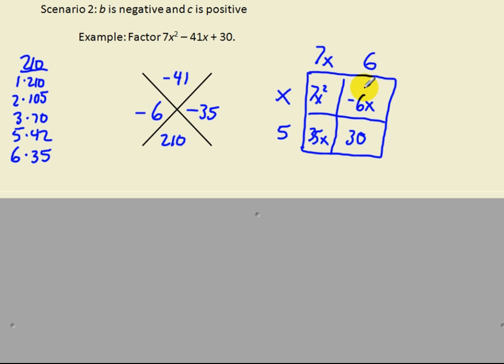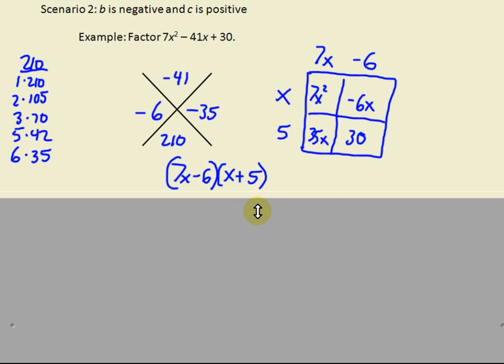We take the sign of the box that's closest to the term we're writing. So because the 6x is a negative 6x here, we need a negative 6 here. And so we end up with 7x minus 6 times x plus 5.